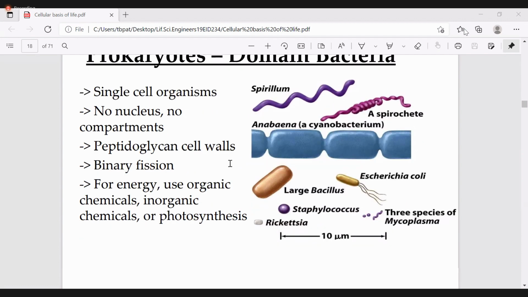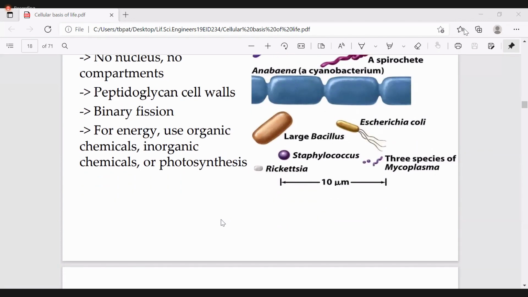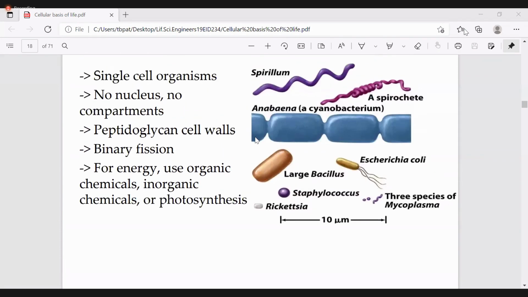These are the things we can identify. This is the energy source, organic or inorganic, whatever. Chemosynthesis is the major one, and photosynthesis is common too. Anabaena is a bacterium, a cyanobacterium, and it is a very helpful bacterium. Escherichia coli is a disease causing one.